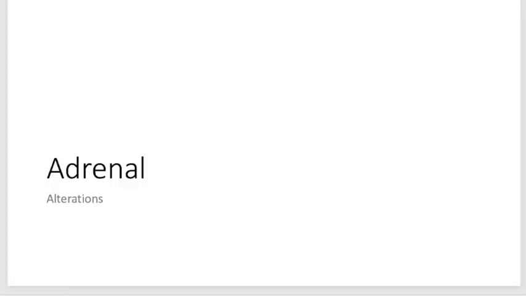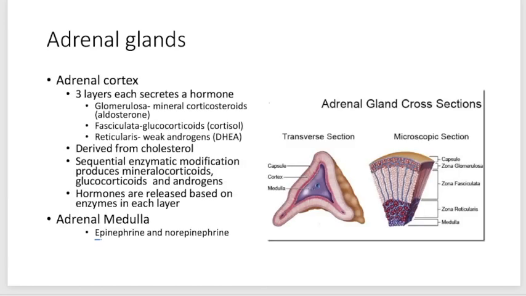Moving on to the adrenal glands, those are those pyramid-shaped glands that are present on the upper pole of each kidney. They are located behind the peritoneum. Each gland is surrounded by a fatty capsule, and it is well supplied with blood from the phrenic and renal arteries and the aorta.